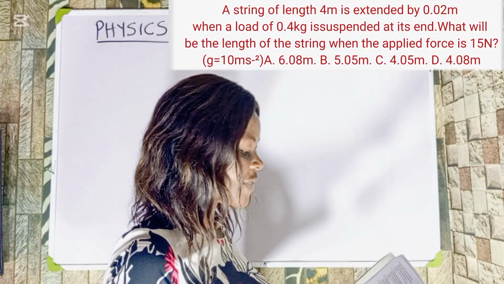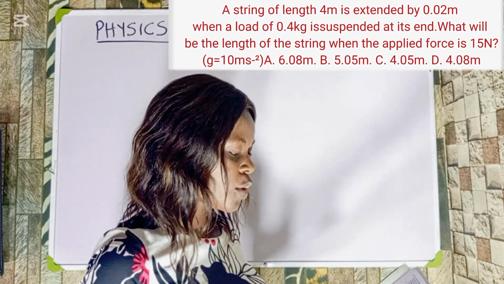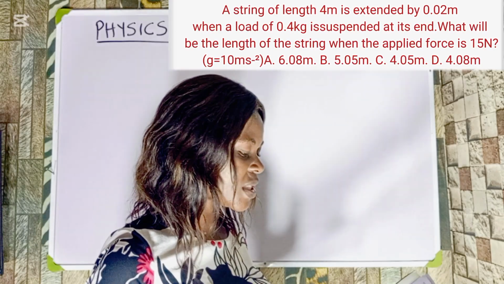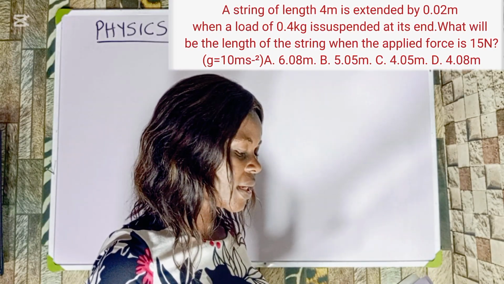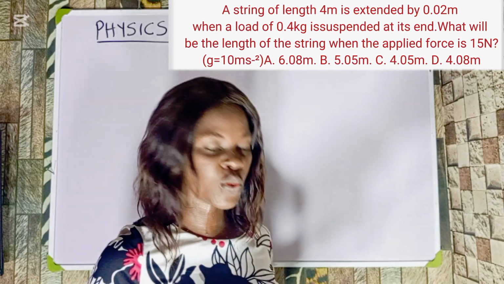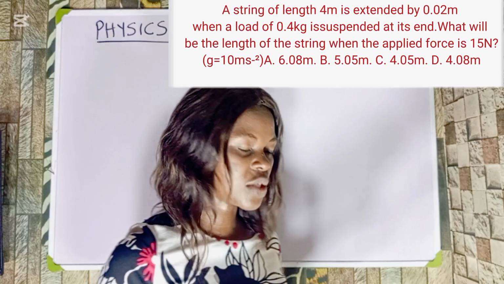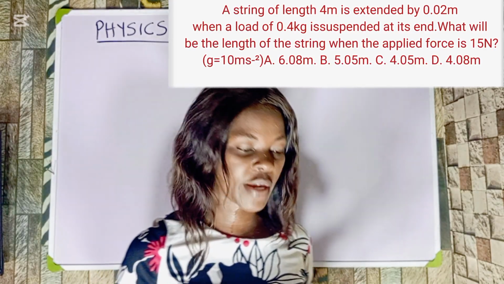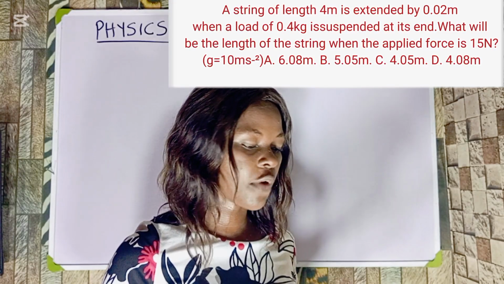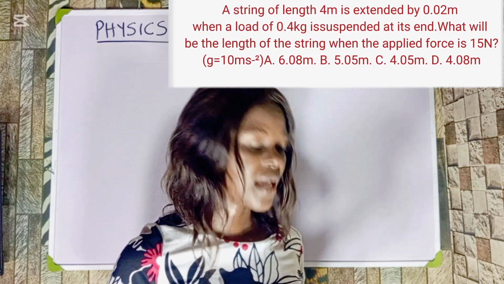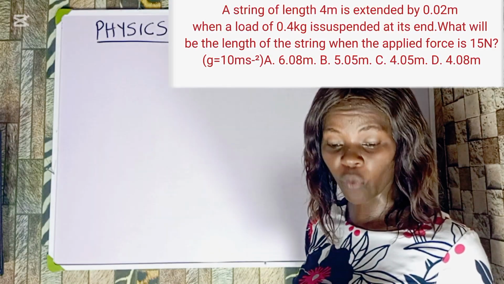A string of length 4 meters is extended by 0.02 meters when a load of 0.4 kilograms is suspended at its end. What will be the length of the string when the applied force is 15 Newton, and we are given g to be 10 meters per second squared? So listen to the options. Option A is 6.08 meters, option B is 5.05 meters, option C is 4.05 meters, and option D is 4.08 meters.